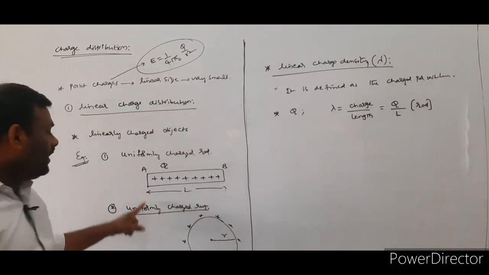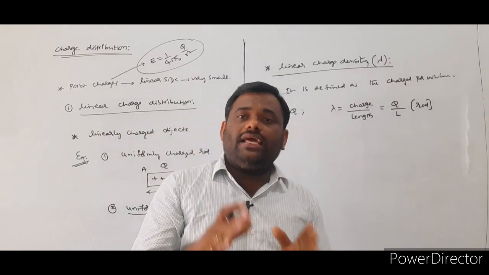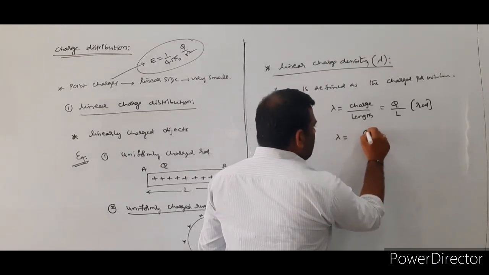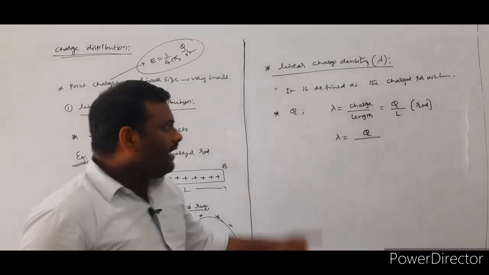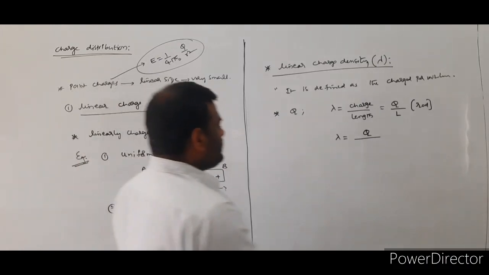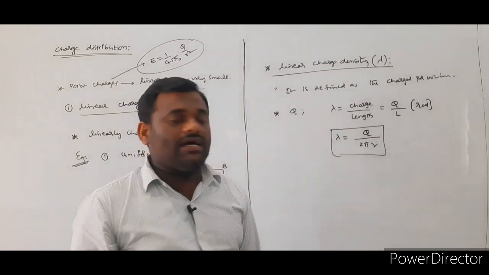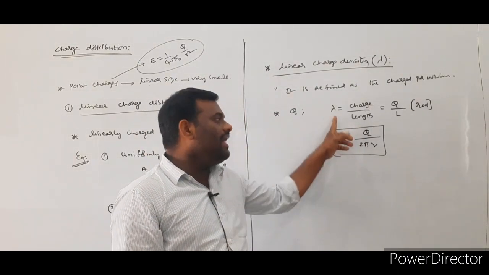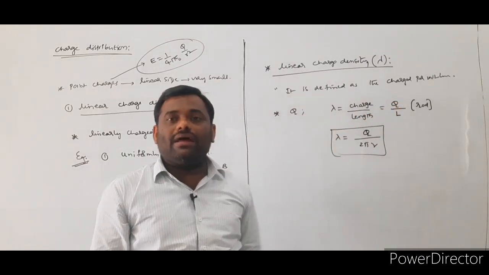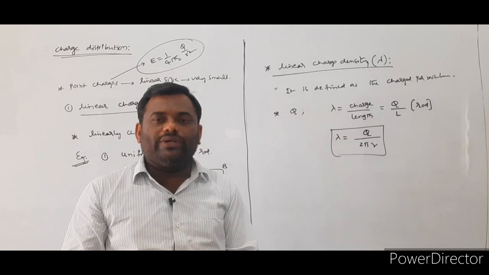Here we also have a uniformly charged ring. It is also called a linearly charged object. For the ring, how can we define lambda? The total charge given to the ring is again capital Q. The length of the ring is nothing but its circumference, which is 2 pi r. So in the case of the ring, the linear charge density is lambda equals Q by 2 pi r. In the case of the rod, lambda equals Q by L. So this is about linearly charge distributed objects.